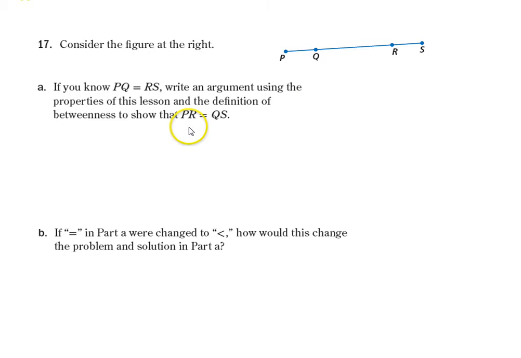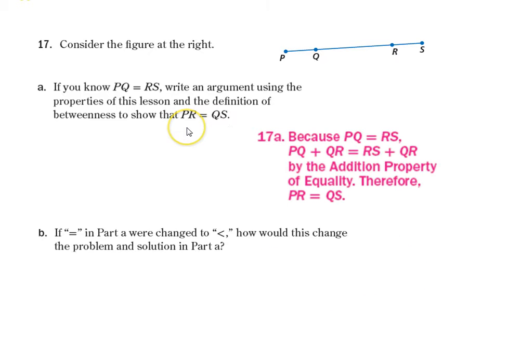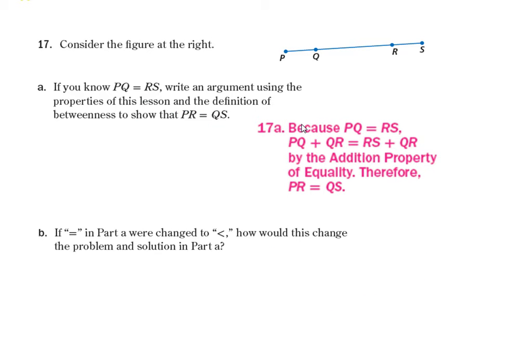So would PR be the same as QS? The answer is yes, because the addition property of equality says so. We have two things that are equal, this is the same as this, and then we're adding to each of those distances the same distance. We're adding the same thing to both sides of this equation, because QR must be the same as RQ, because it's the exact same segment. So PR would be the same as QS because of the addition property of equality.